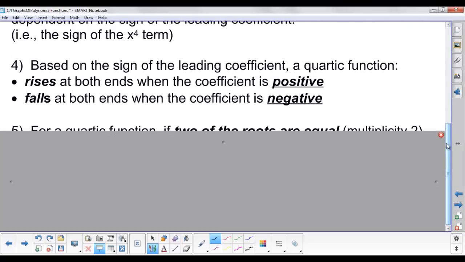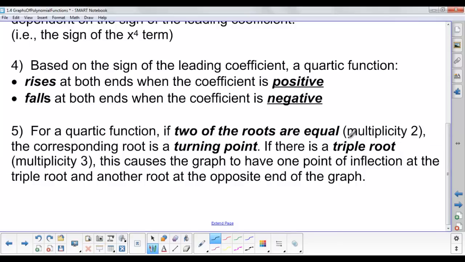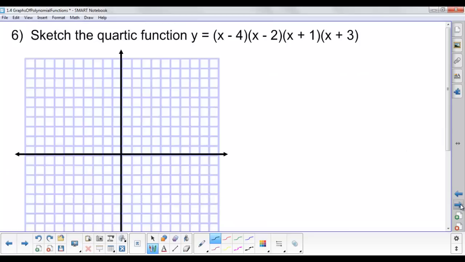And finally, we talk about the multiplicity, which follows the same rules as a cubic function. Multiplicity 2 tells us that we have a turning point, and the triple root, multiplicity 3, tells us that we have a point of inflection. So again, keeping all of that in mind, let's try and graph a quartic function. Same rules as last time.